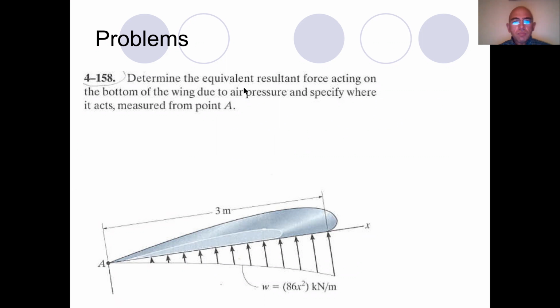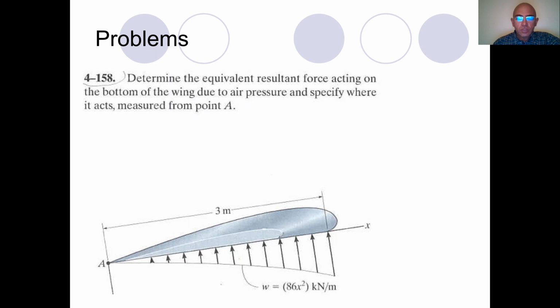Okay, so our problem is 158. Again, let's begin by reading the question. Determine the equivalent resultant force acting on the bottom of the wing due to air pressure and specify where it acts measured from point A.